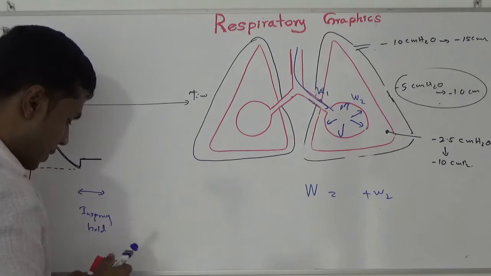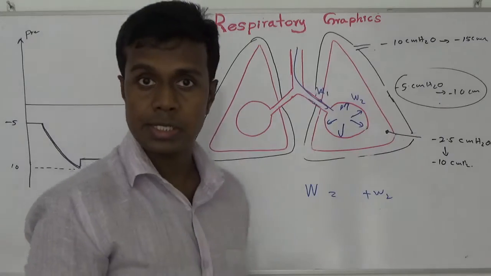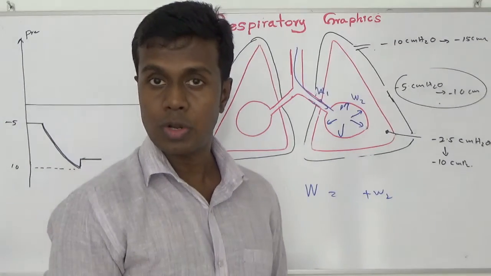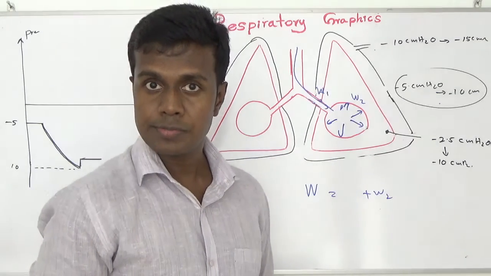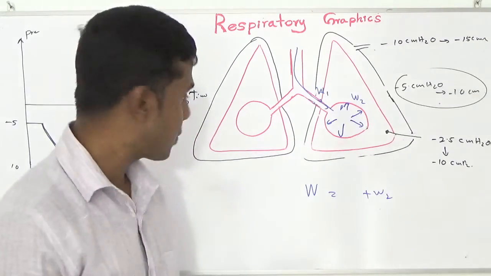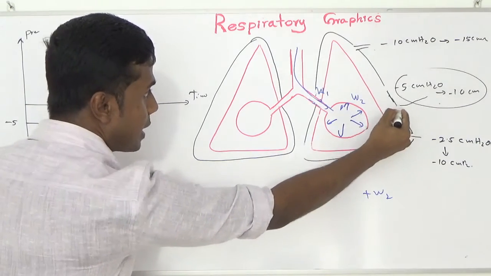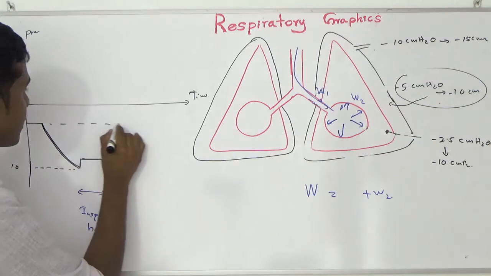After that, your intercostal muscle discharge stops. Your chest will start to recoil back. The diaphragm also no longer contracts, and again the diaphragm comes into its normal position. With that, the negative pressure of 10 comes back again to 5.